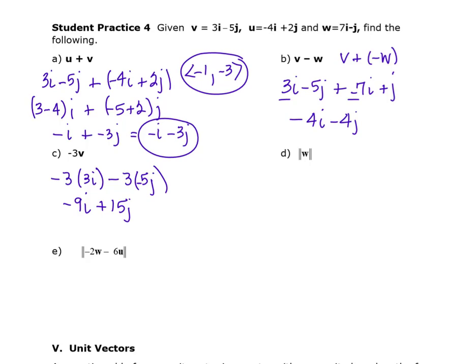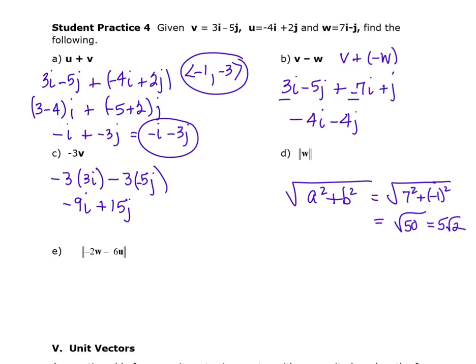And as a review, to find the magnitude of w, it's just going to be the square root of a squared plus b squared. So it's going to be the square root of 7 squared plus negative 1 squared, which would be the square root of 50, or 5 square roots of 2.